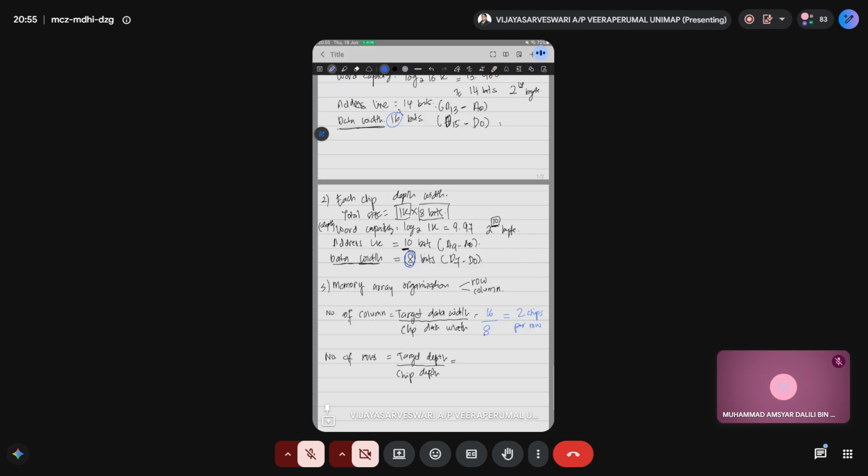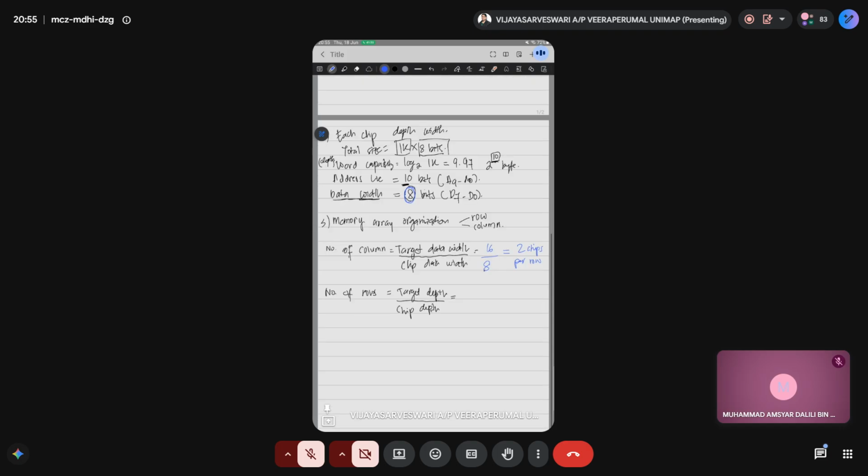Let's say this is a row. In one row you will have 2 chips, so 2 columns. How many rows are there? 2, 2, 2, 2. So that is what is meant by 2 chips per row for the number of columns.